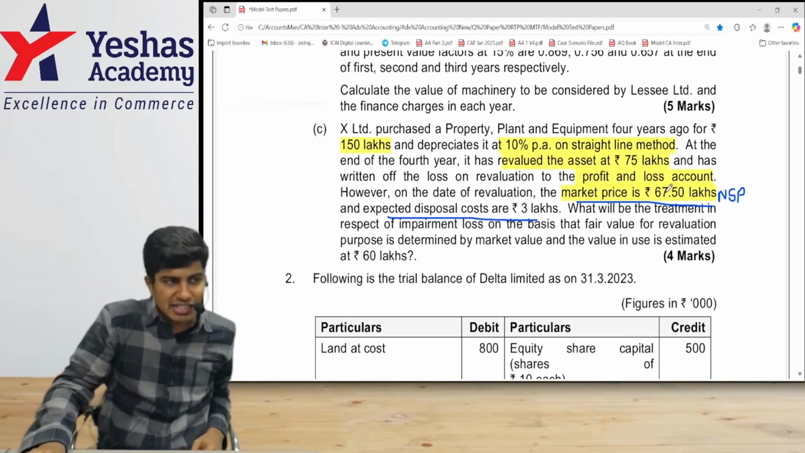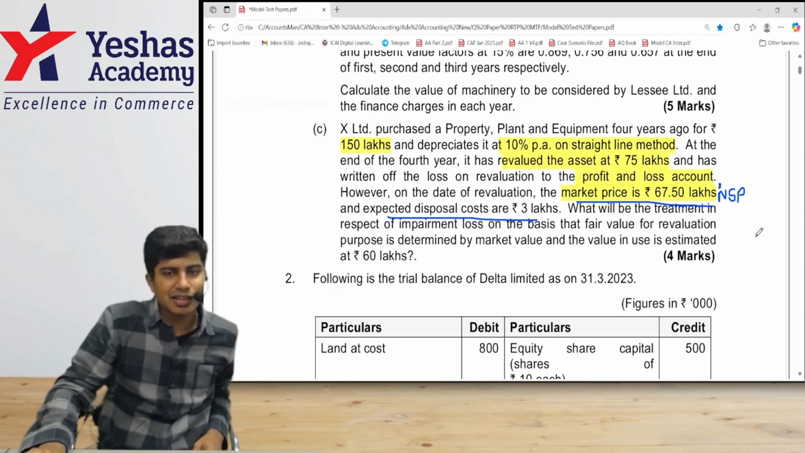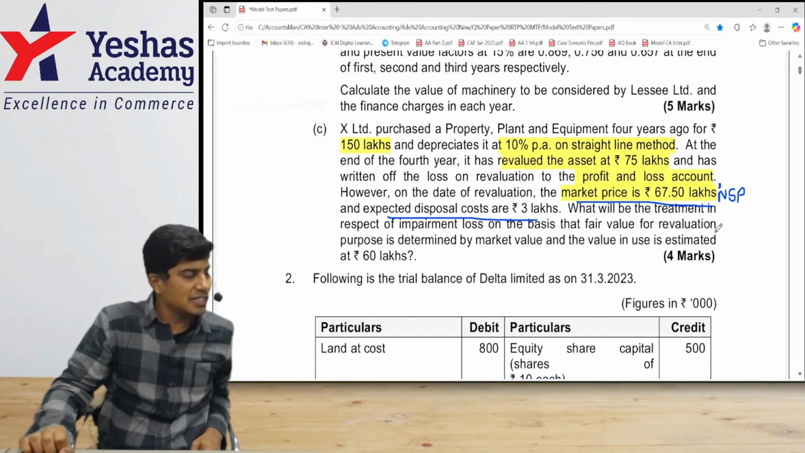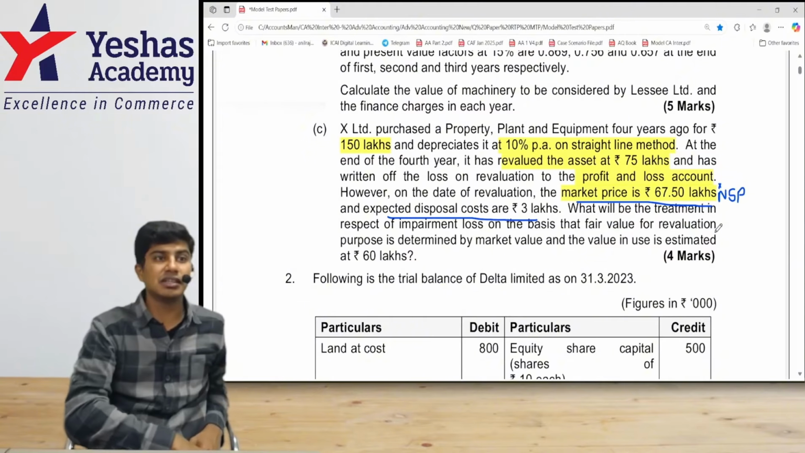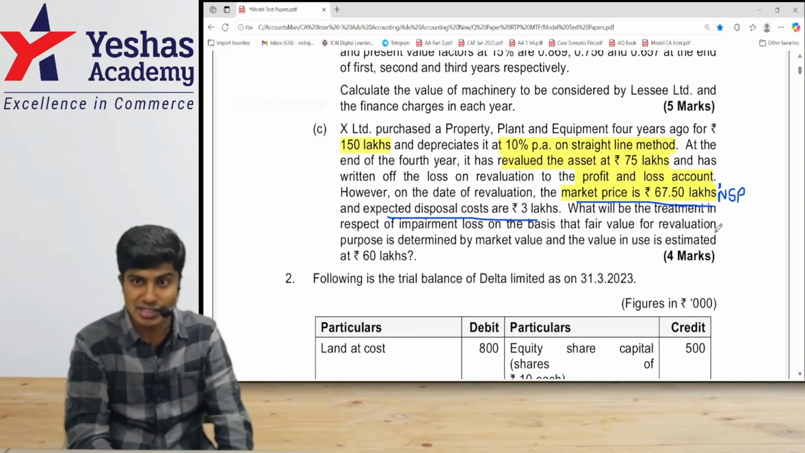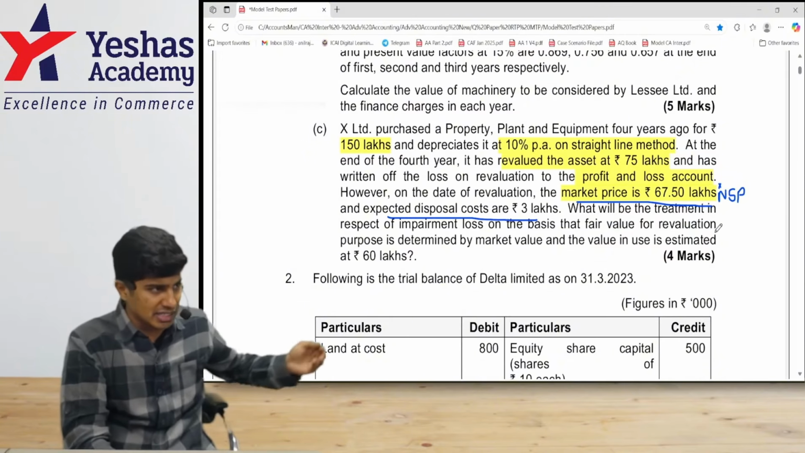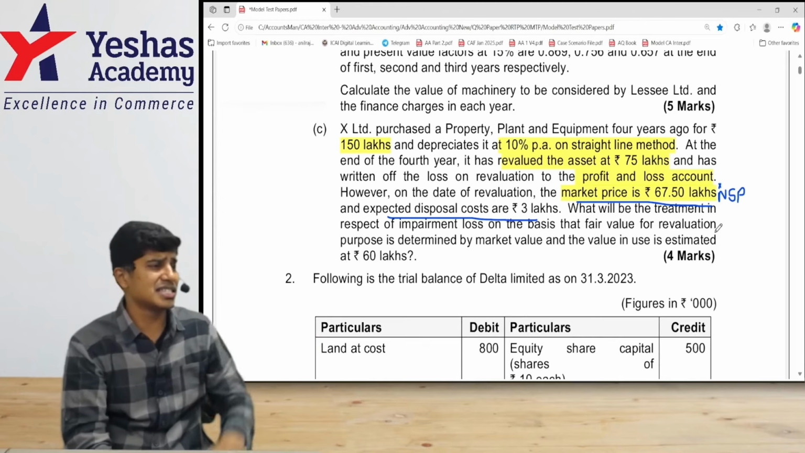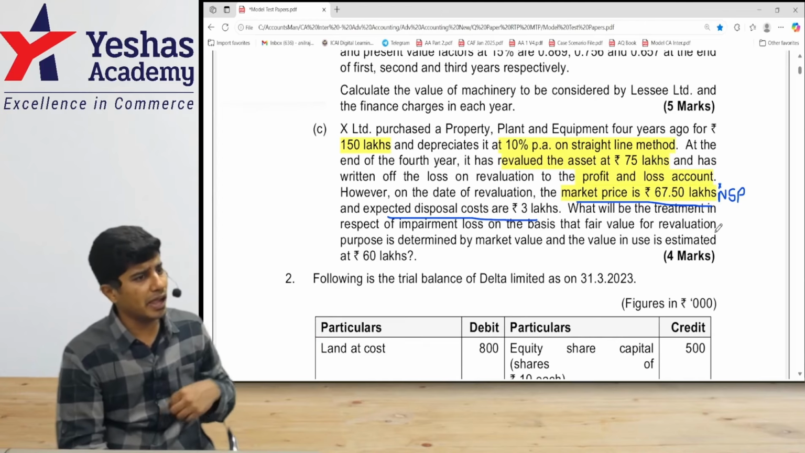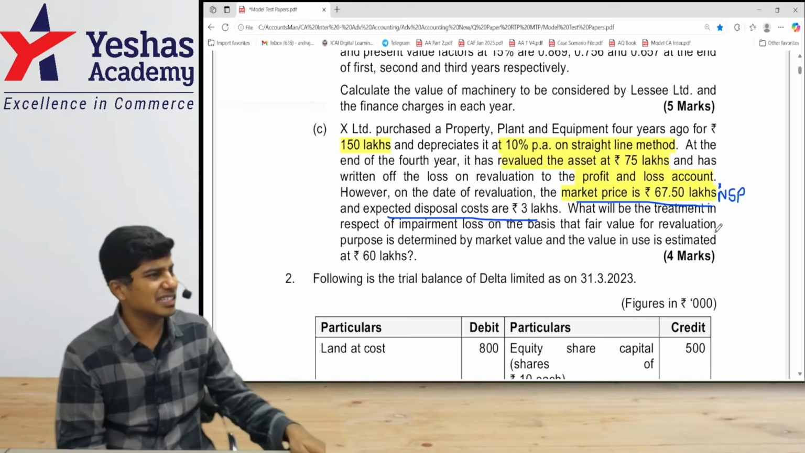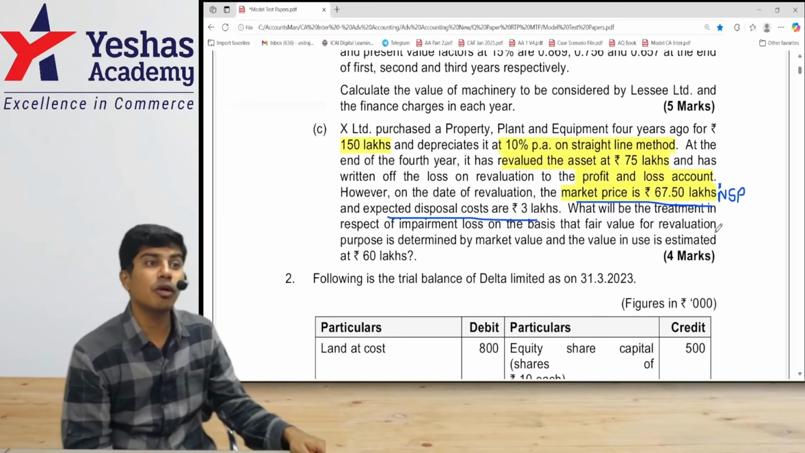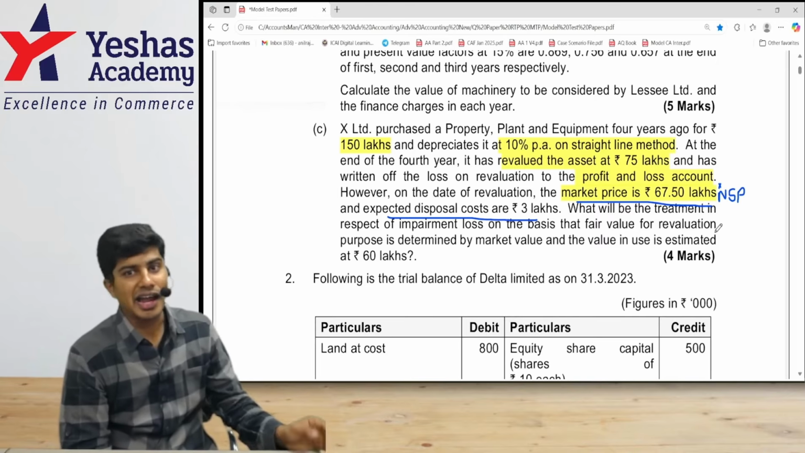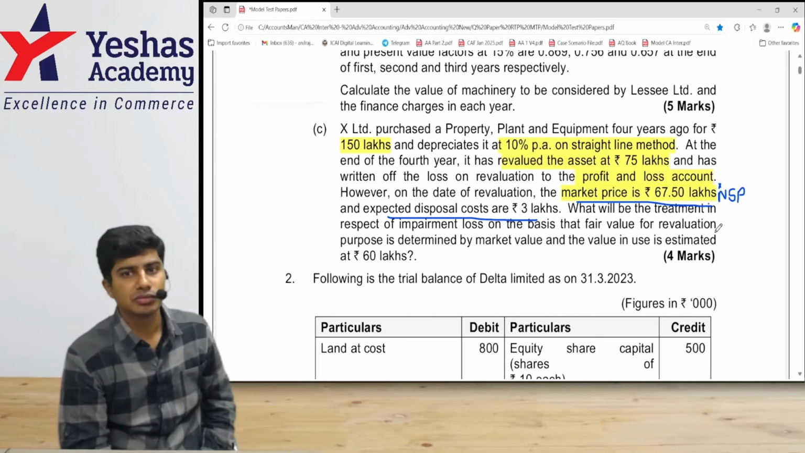Actually, this 67.5 is not NSP. It is SP. Sale proceeds or selling price. Net selling price is sale price minus selling expenses. To get 67.5 lakh as sale consideration, I have to pay cost of 3 lakh. Take 67.5 in the calculator, deduct 3 lakh, 64.5 is NSP. I am assuming value in use is 0.